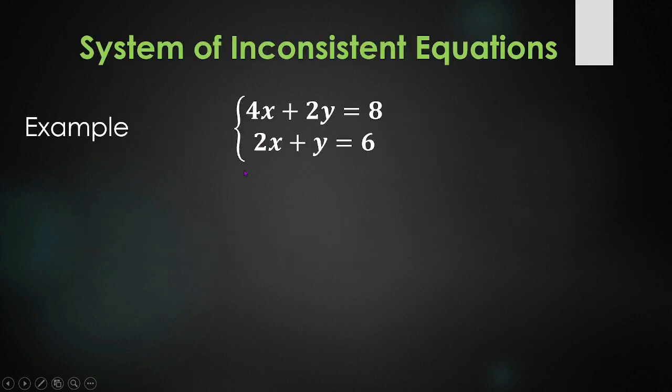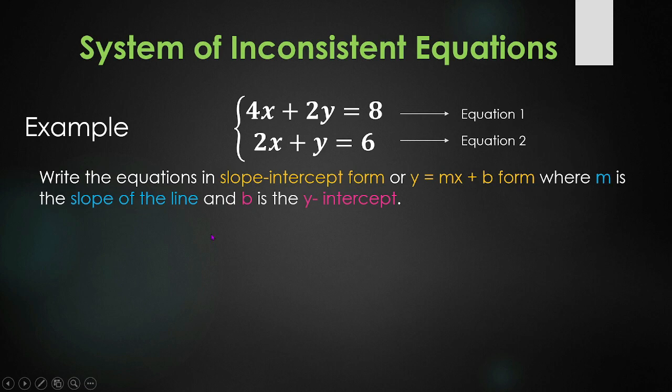For example, 4x plus 2y equals 8, 2x plus y equals 6. Let 4x plus 2y equals 8 be the first equation and 2x plus y equals 6 be the second equation. So again, we will solve for the slope and the y-intercept of each equation in the system to find out if their slopes are equal and the y-intercepts are not equal for us to say that they are really a system of inconsistent equations. So let us have equation 1.